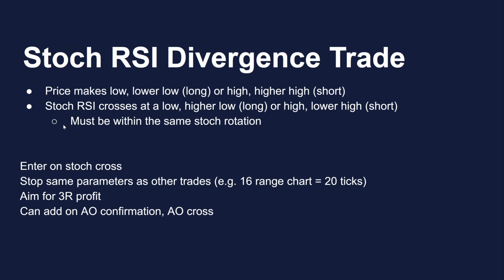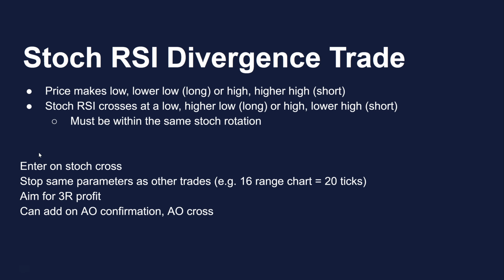With a stochastic RSI, we consider it only to be a divergence if it's within the same stochastic rotation. So if we get a cross and then we go all the way down to the oversold area and then back up and get another cross, we wouldn't consider that a div. In order to be a divergence, they have to happen without an entire rotation occurring in between.